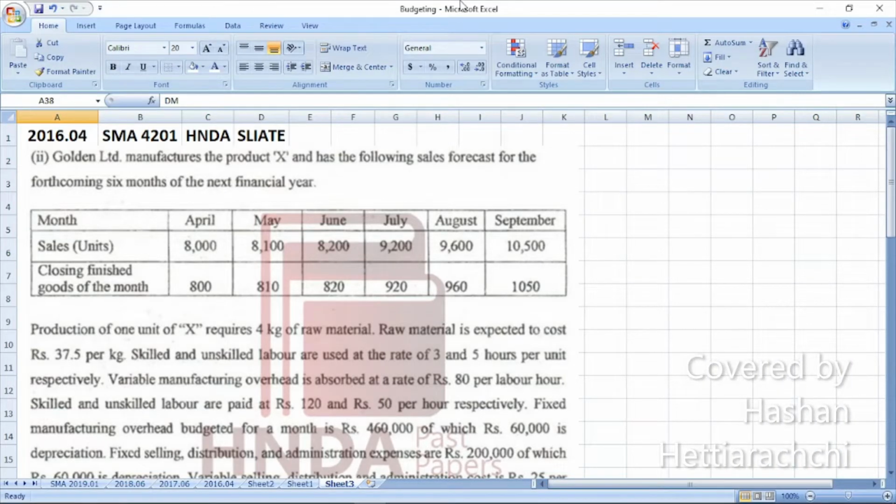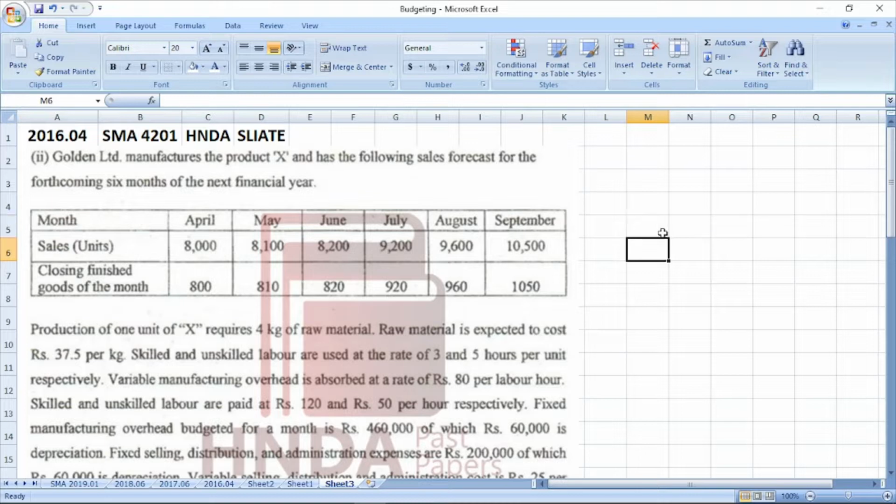The question number 2016, question number 4, section 2, strategic management accounting, HNDA. Question: Golden Limited manufactured the product X and has the following sales forecast for the forthcoming 6 months of the next financial year. Given below is a table with columns for month, sales, and closing finished goods, for the months April to September.